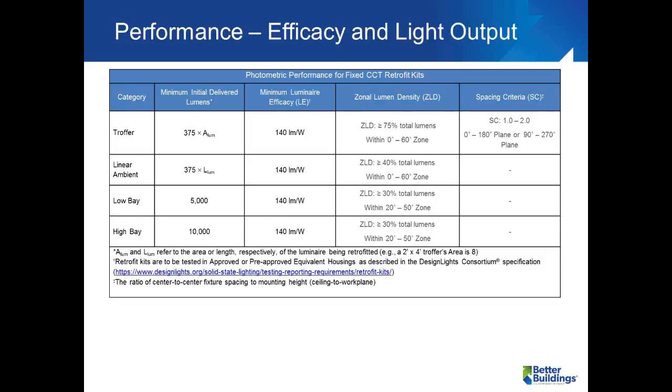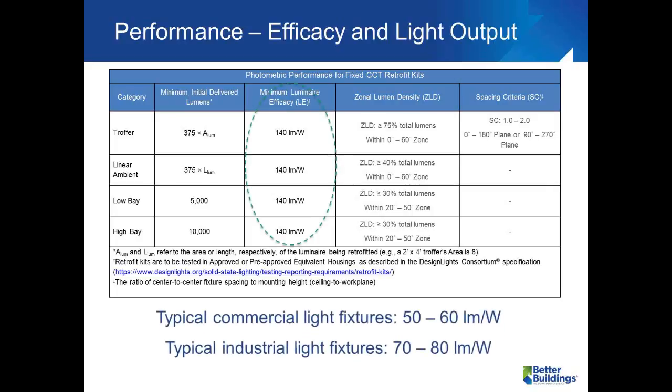The minimum luminaire efficacy has been set at 140 lumens per watt across the board, and some aspects of light distribution are covered by the zonal lumen density and spacing criteria shown in the last two columns. The potential energy savings is clear when comparing these efficacy levels to typical commercial and industrial fixtures ranging from 50 to 80 lumens per watt, as shown below.